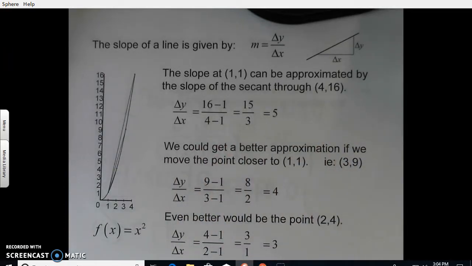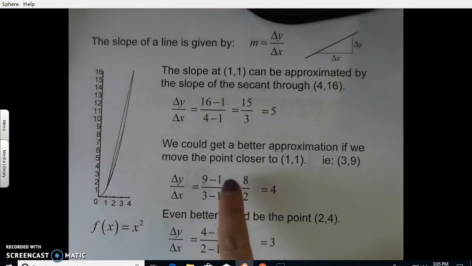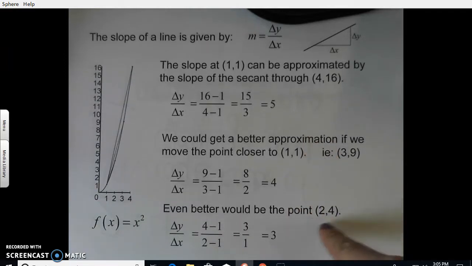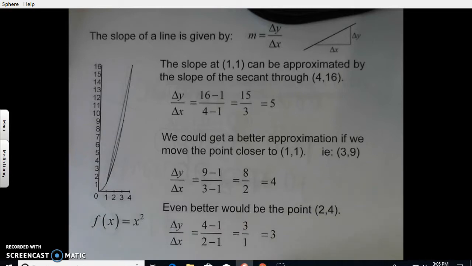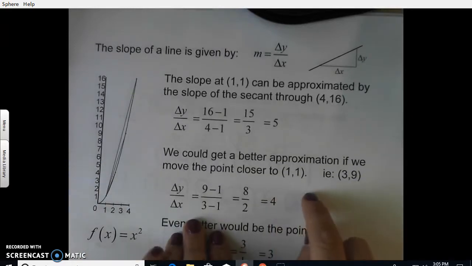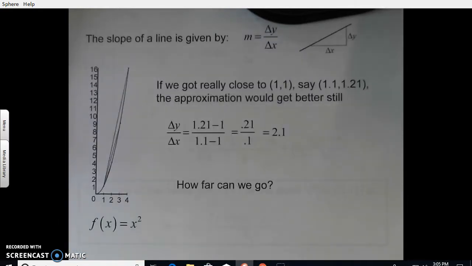But as we move closer and closer, we get a more accurate approximation. So if I move to (3, 9), then I would do 9 minus 1 over 3 minus 1, which is equal to 8 over 2, which is 4. And then if I did (2, 4), 4 minus 1 over 2 minus 1, which is 3 over 1, which is 3. So as we keep getting closer and closer to the point (1, 1), our slope value is getting even more accurate.